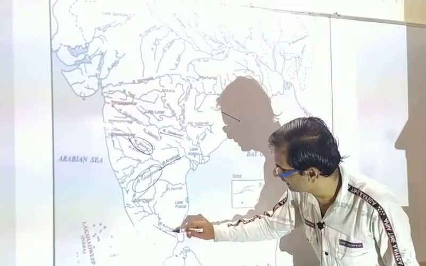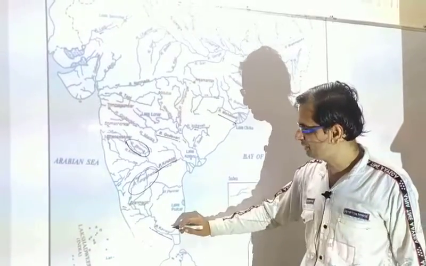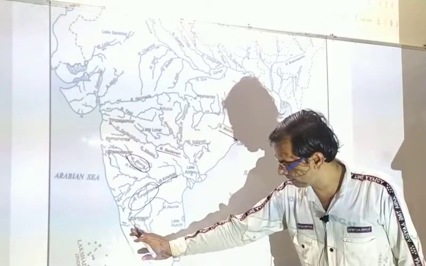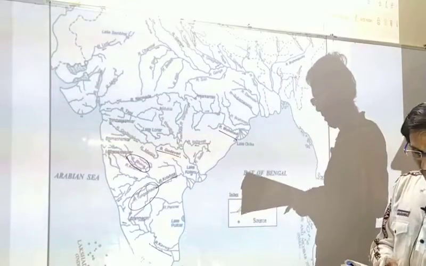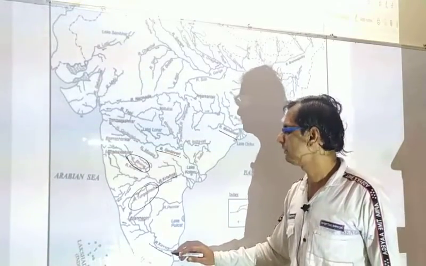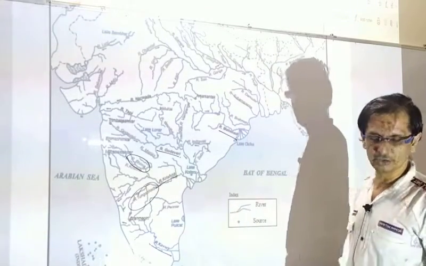River Kaveri basin flows through the state of Karnataka. You can see Karnataka, Kaveri. It goes to Karnataka and Tamil Nadu, and this is part of Kerala. It comes from Karnataka and goes to Tamil Nadu. It is one of the major rivers of the peninsula. River Kaveri is also a peninsular river.